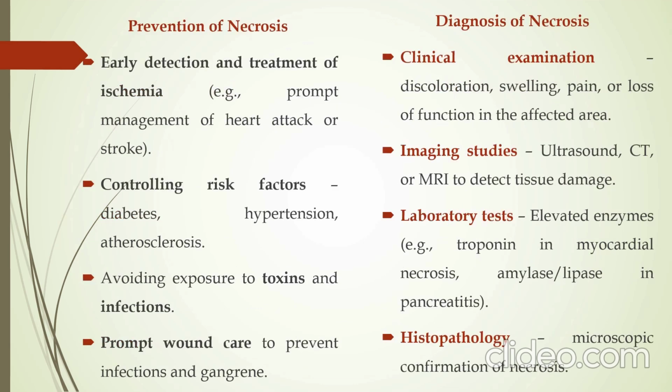Now we'll see prevention and diagnosis of necrosis. Necrosis can be prevented by early detection and treatment of ischemia, controlling risk factors like diabetes and hypertension, avoiding exposure to toxins and infections, and ensuring proper wound care to reduce the risk of gangrene. Diagnosis is based on clinical signs such as discoloration, swelling and pain, supported by imaging such as CT, MRI, ultrasound, etc. Laboratory tests include enzyme levels and histopathological examination to identify the type and extent of tissue death.